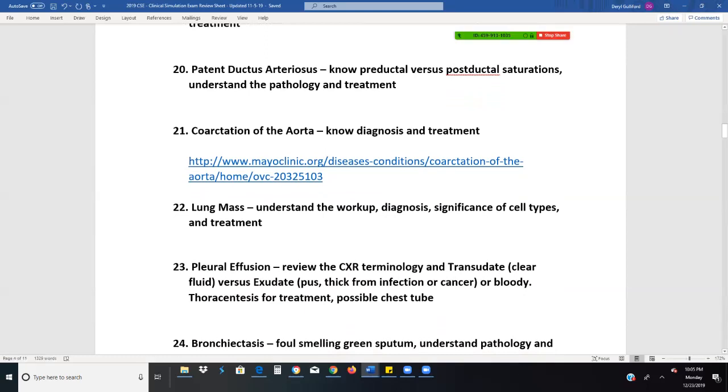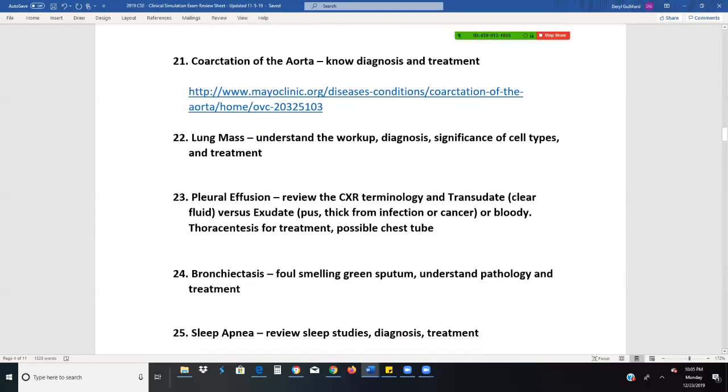Coarctation of the aorta. Here is a great little summary from Mayo Clinic. Coarctation of the aorta. Know the diagnosis and treatment. Lung mass, understand the workup, the diagnosis, significance of cell types. Just a reminder, your small cell or oat cell is the worst type of lung cancer. The less invasive would be large cell or squamous cell.